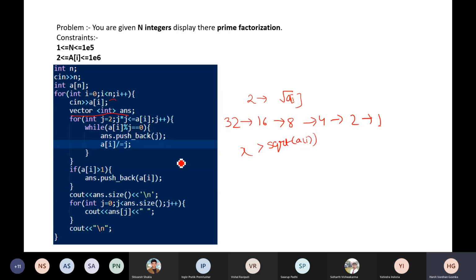Like if you do prime factorization of 2, basically j times j would be 4, that is greater than 2. So it will not run the loop, even a single iteration. So it has not been factorized yet. So if a_i is greater than 1, that is 2, I'll push 2 into the answer and then display it here. So this takes about 1e5 into square root of a_i, that is 1e3, so 1e8 operations.